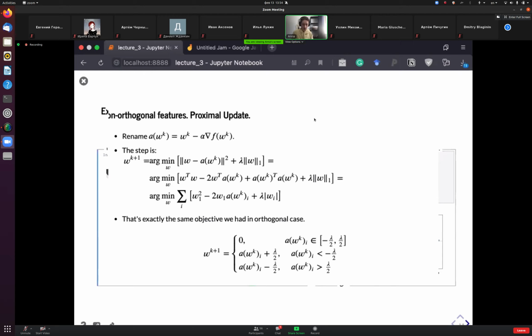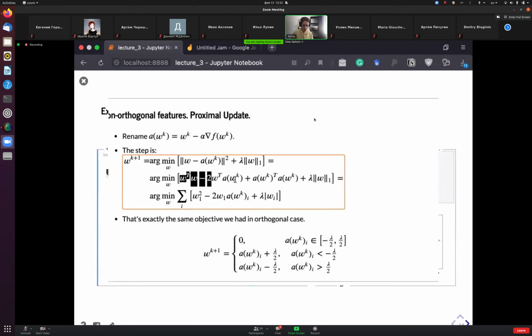So let's rename this large part that we have inside the Euclidean norm as A of WK, this one here, because it doesn't depend on W that we're optimizing, but it only depends on W from the previous iteration. So we need to optimize this objective. We will again open the brackets. So we will say that W minus A of WK is the sum of these three components, where the third one does not depend on W, so we can get rid of it, plus our regularizer.